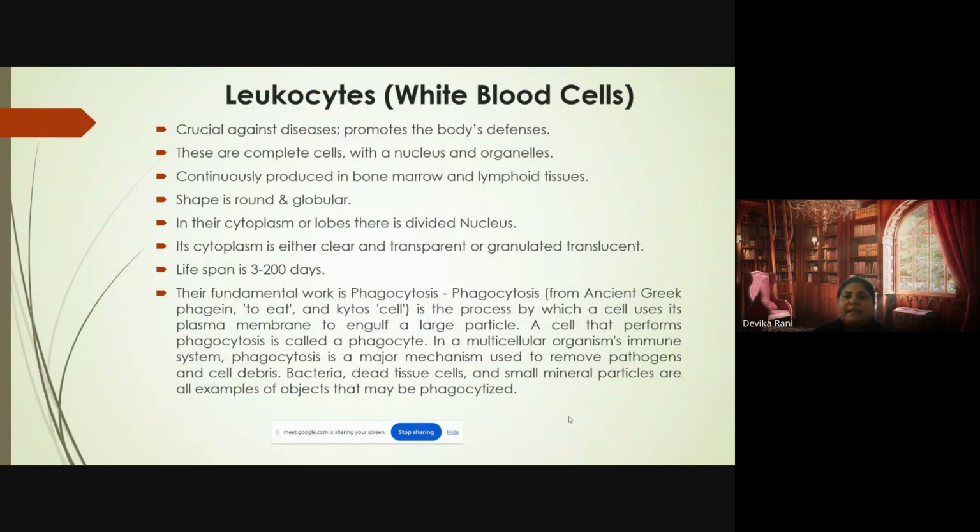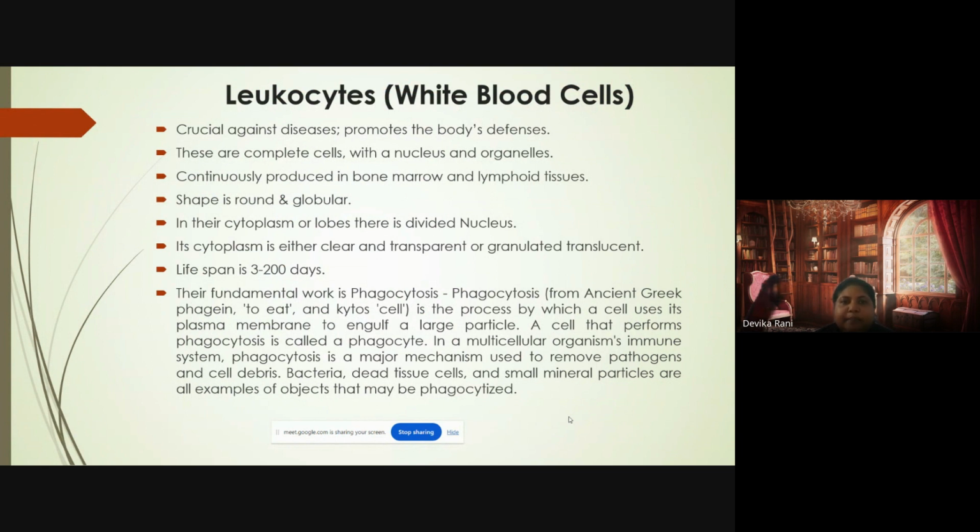So we start with leukocytes today, or white blood cells. Now these cells are very, very important when it comes to your body's defense system, your body's immune system, fighting against any kind of foreign body which is not suitable for you, any kind of infection or disease. And these are complete cells with the nucleus and organelles. Erythrocytes initially had a nucleus, but when they mature finally, they don't have it. But these have a proper nucleus like a cell and the organelles.